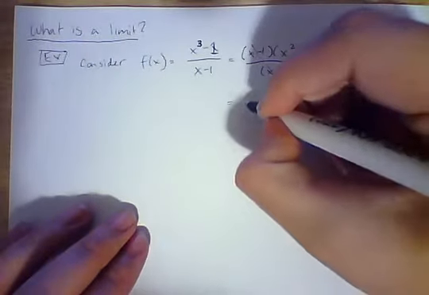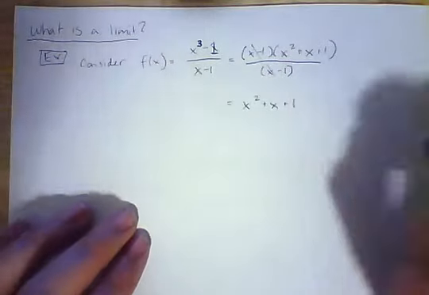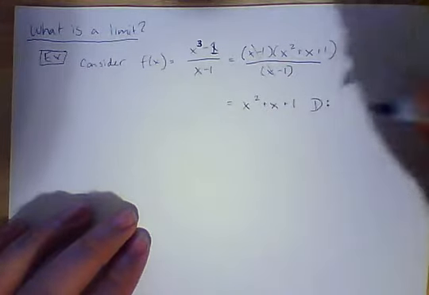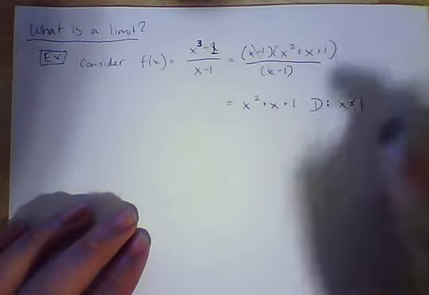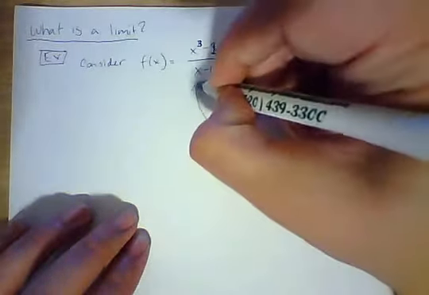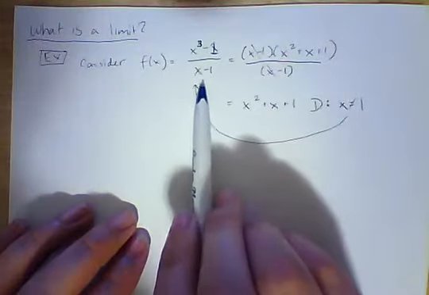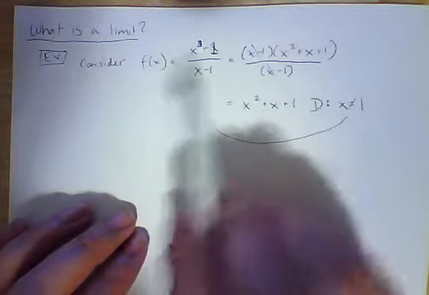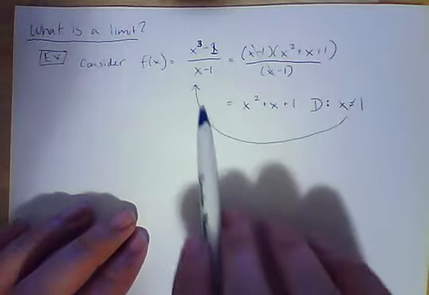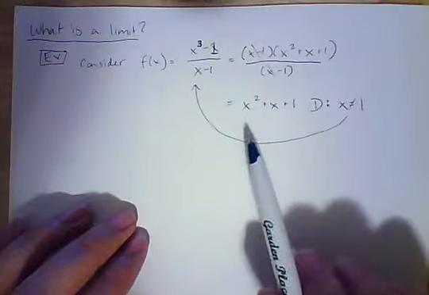Okay, that's all great and good. But remember, the domain of this trinomial still cannot have x equal to 1, because if we look at our original function, we had x minus 1 on the bottom. And if we put 1 in for x, we would get 0 on the bottom, and that's not allowed. So even though we changed some things and simplified, our domain still has to obey our original function. Okay, that's all stuff we know from pre-calculus.